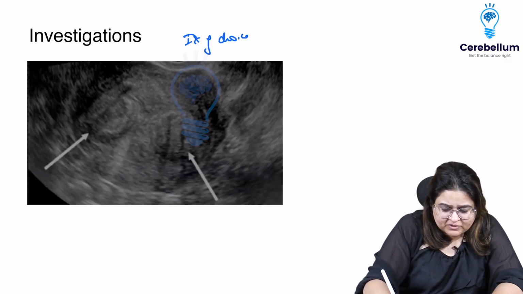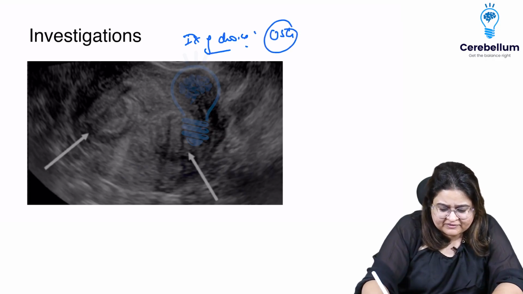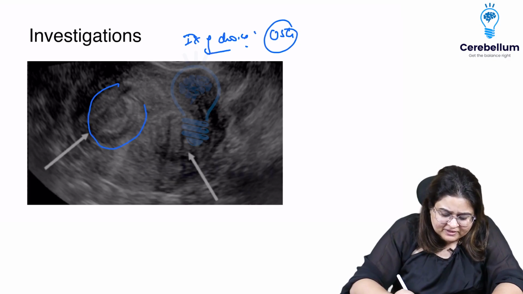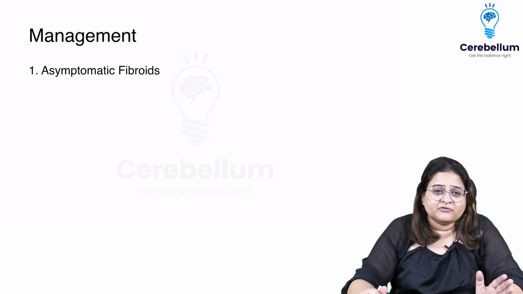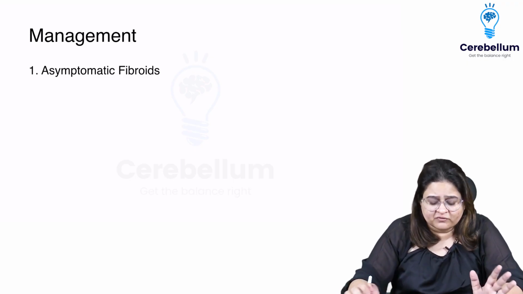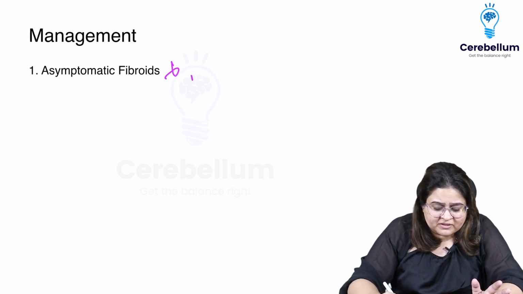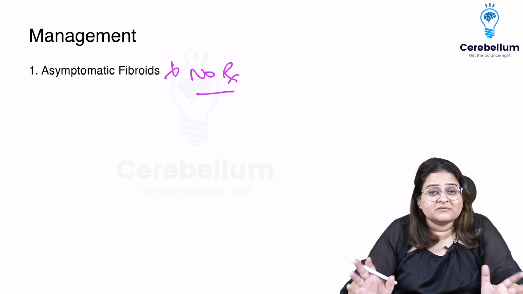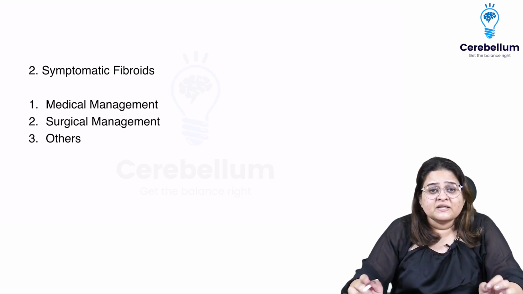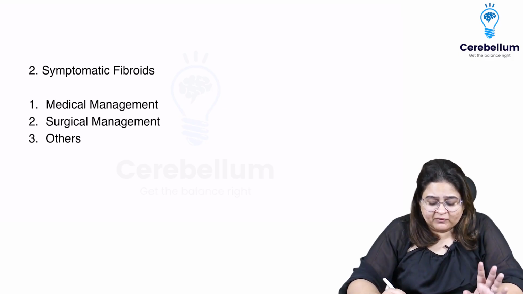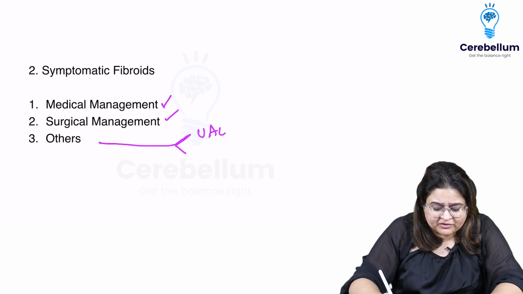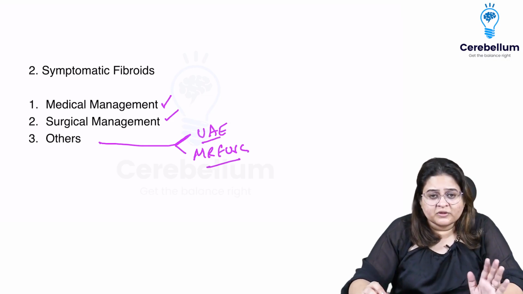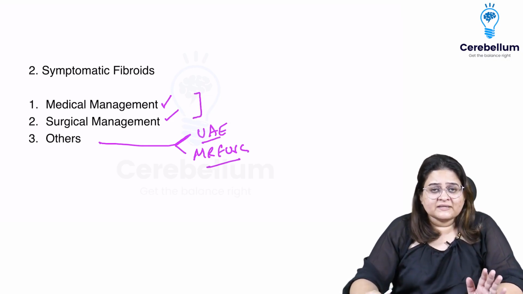is what? This is an ultrasound. Ultrasound is the investigation of choice. You see well circumscribed lesions inside the uterus. You can also get an MRI done if you're doubtful, but the ultrasound is the investigation of choice. We do not need to treat asymptomatic fibroids even if they are very big in size. Remember this. Symptomatic fibroids, however, you can manage medically, surgically, and there are some newer techniques. Remember two: uterine artery embolization and MR focused ultrasound waves. These can also be used, but primarily we have medical and surgical management.